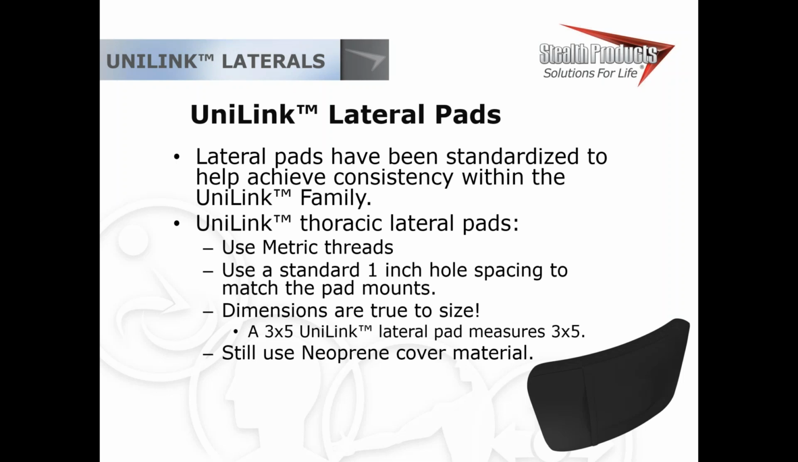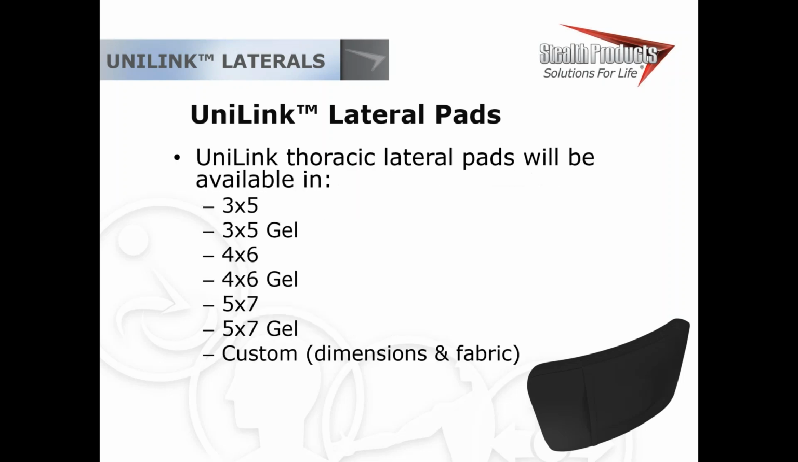So still going to be a neoprene cover, still going to have your closed cell material inside, but we are standardizing hole sizes and calling it what it actually is. So again, 80-20 rule, we're focusing right now on your 3x5, 4x6, and a 5x7 in true dimensions, both with or without gel. We'll have custom sizes and fabrics and things like that available for somebody who needs it, and we'll be monitoring that, and if there's a custom dimension that's done quite a bit, we'll definitely add that to the standard.